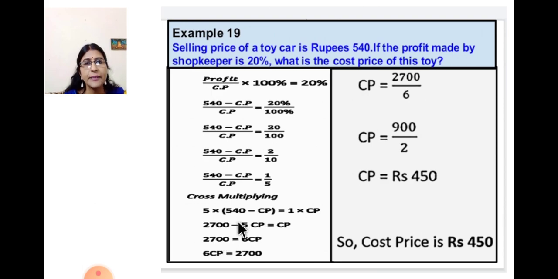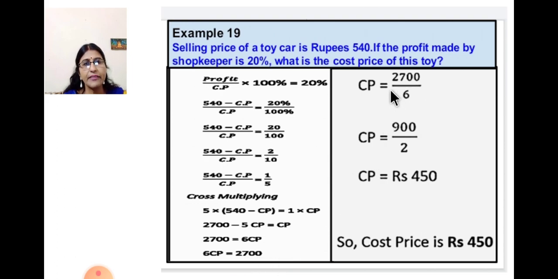Now 2700 will write, here it is, so we'll just bring it here. Now this 5CP we will take to the other side. We'll keep all CP together. So this is 5CP. When you take it to the other side, it will become plus 5CP, because here it is negative. And 5CP plus CP is equal to 6CP. Now we can write in this way also. 6CP is equal to 2700.